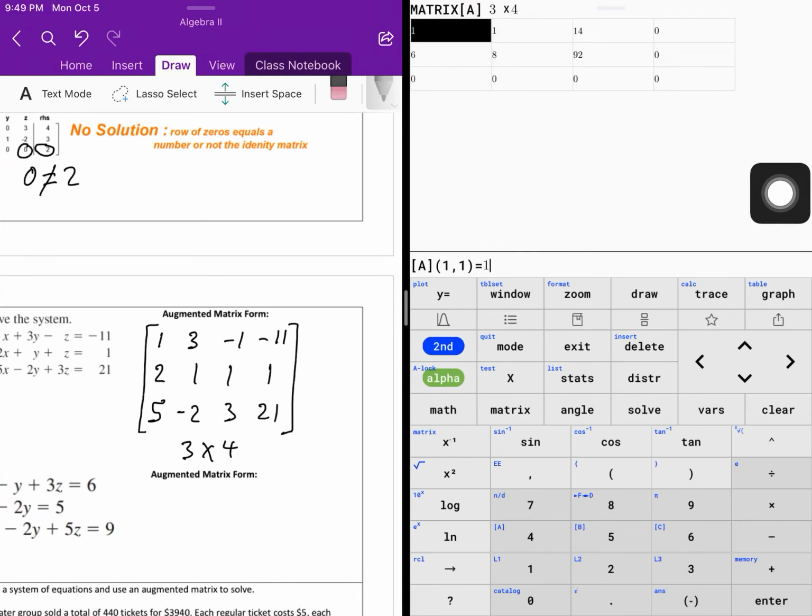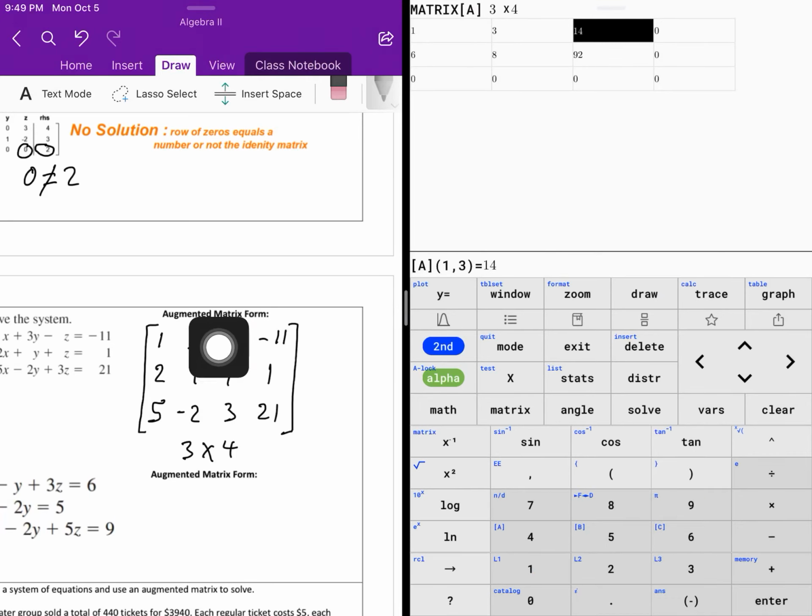The one thing to be careful of is negatives. So let me get to a negative here. So 1, 3. Now I'm on this element right here, -1, way up top here. I want to hit this right here, this negative that's in parentheses. Make sure you hit that. So -1 and then enter. -11, enter, and then I'm just going to keep filling this out.